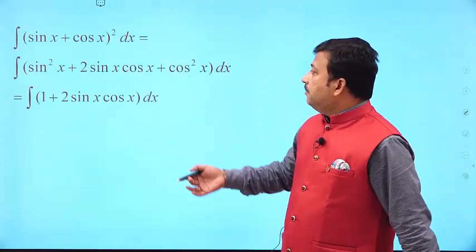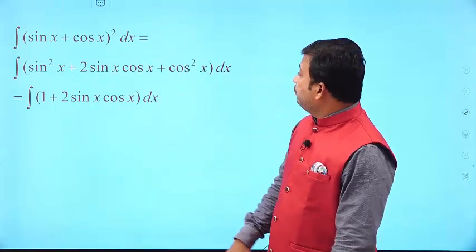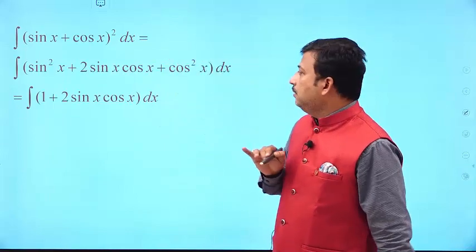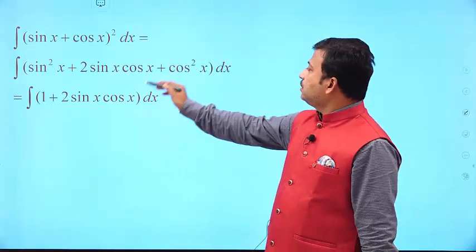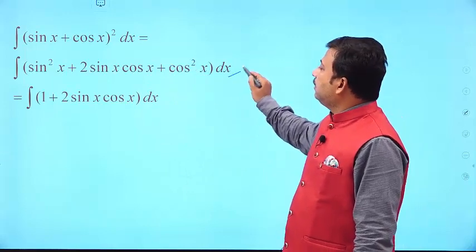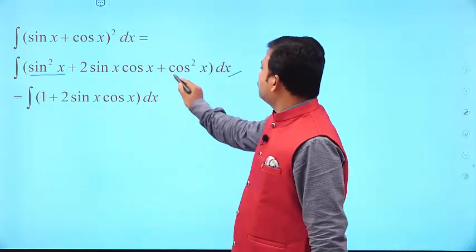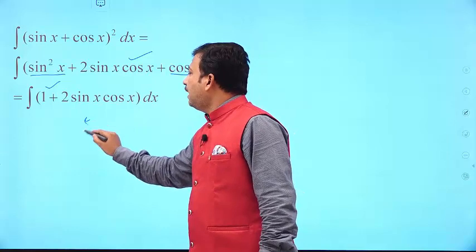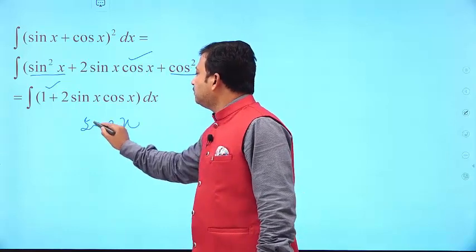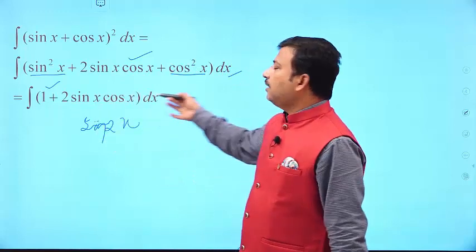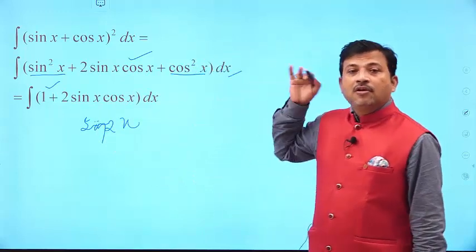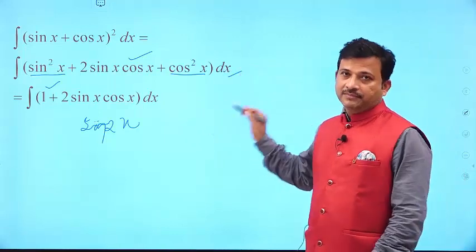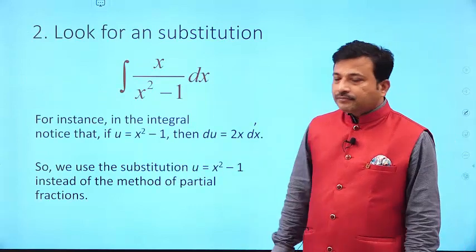See here, another example. Sin x plus cos x whole square is there. How do you do this? You just open the bracket. A plus b whole square, so a square plus 2ab plus b square into dx. So sin square x plus cos square x gives you 1. 2 sin x cos x is nothing but how much? Sin 2x. Yes or no? Sin 2x. So happily we can do the integration. In this process, first of all, we should simplify the integrand given in the problem. Is it clear?